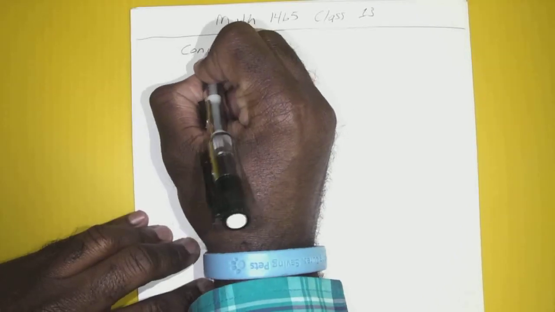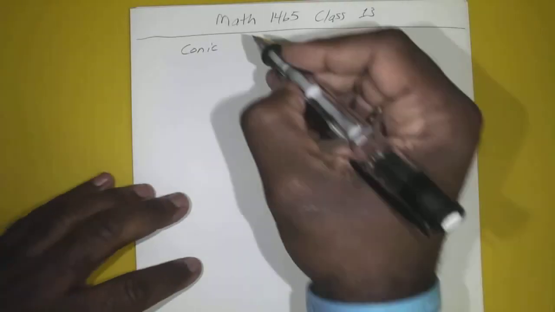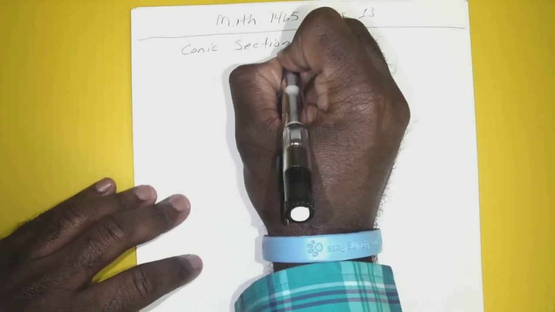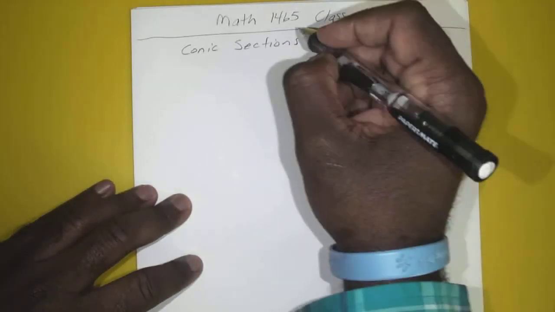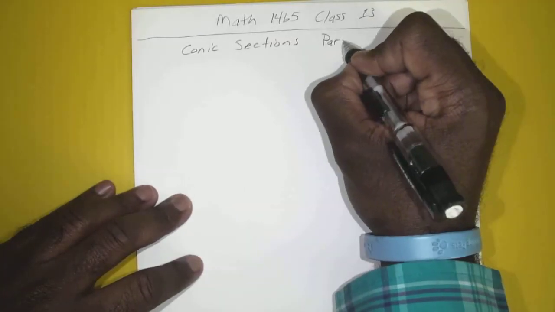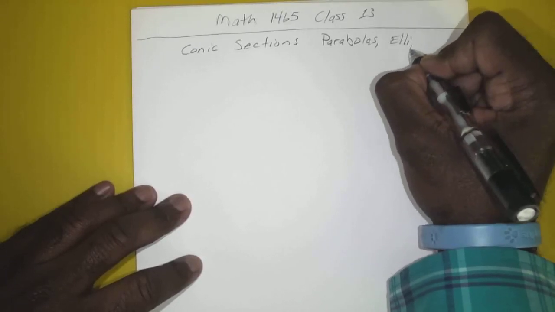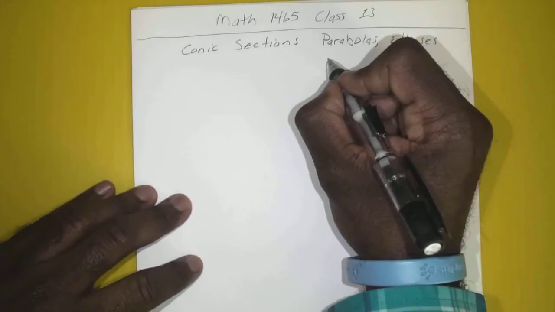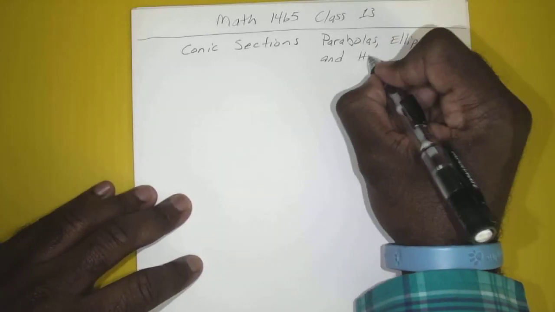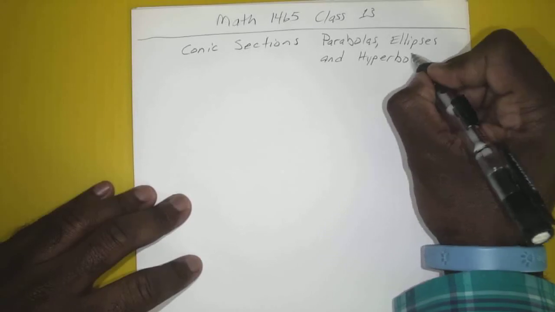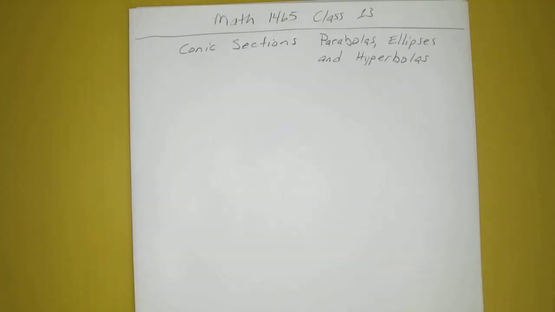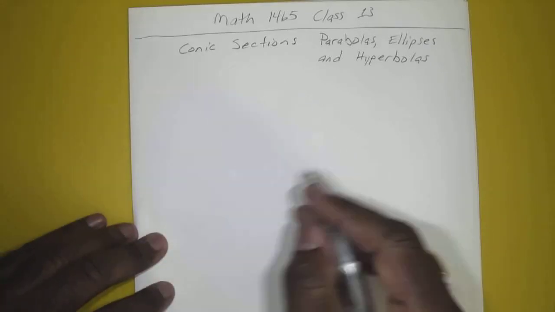Okay, we're going to cover, I guess you can call the entire thing, conic sections, where we're going to look at parabolas, ellipse, and hyperbolas. Okay, but not just in the general idea, we're going to take really detailed looks at them.